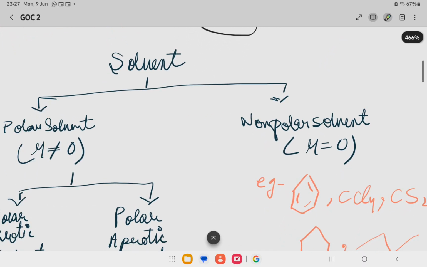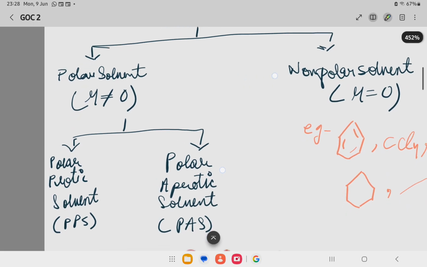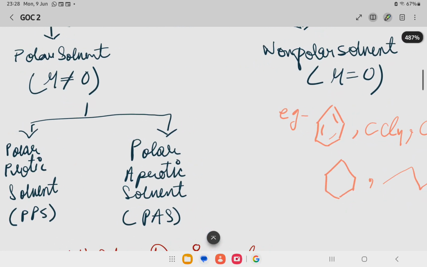Solvent is of two types. First is polar solvents and second is non-polar solvents. For polar solvents, its mu is never equal to 0. For non-polar solvent, mu is always 0. About it we'll get to know later. Polar solvent is of two types: polar protic solvent (PPS) and polar aprotic solvent (PAS).